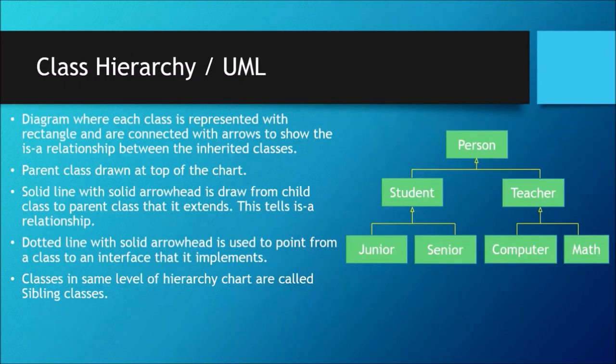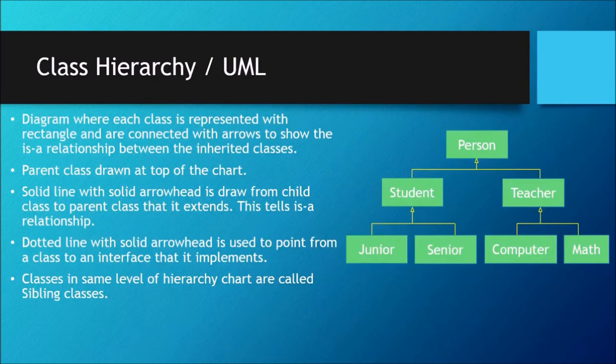Class hierarchy, UML. Now this diagram that you see in here is called UML. This is the diagram where each class is represented with a rectangle and they are connected with arrows to show the is-a relationship between the inherited classes. Now the parent class is drawn at the top of the chart. A solid line with a solid arrowhead is drawn from the child class to the parent class that it extends. This tells is-a relationship. The dotted line with a solid arrowhead is used to point from a class to an interface that it implements. Now we'll learn that in chapter 10.